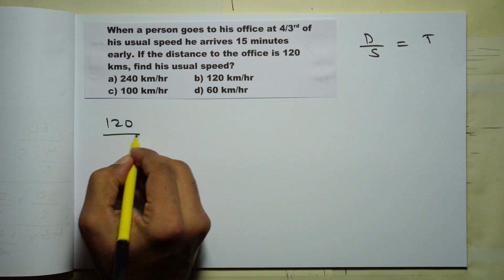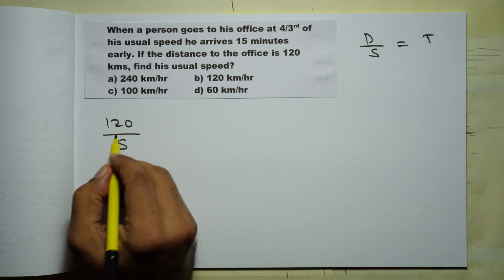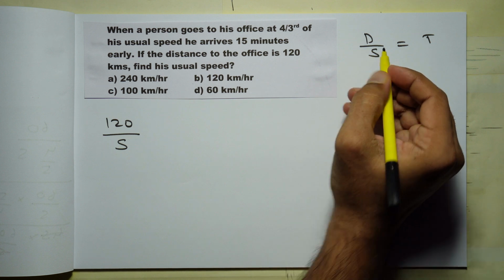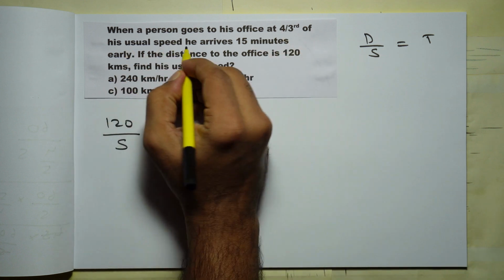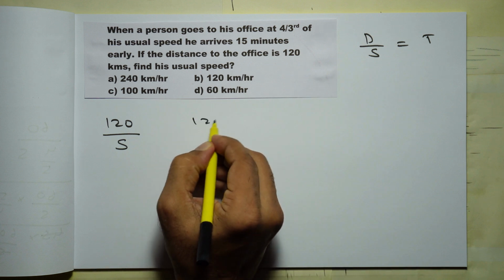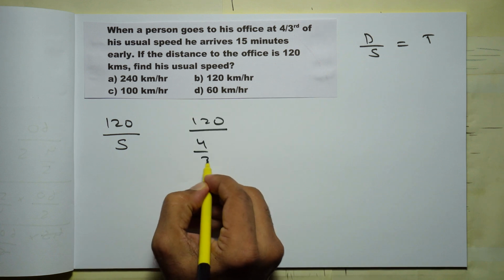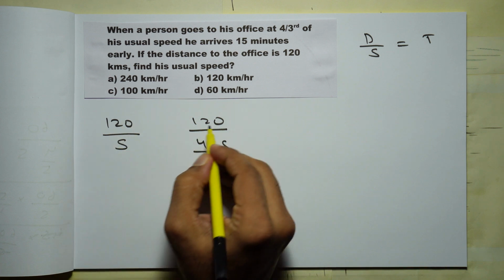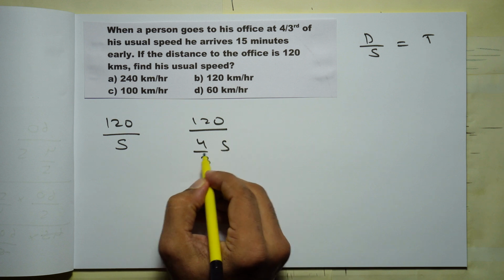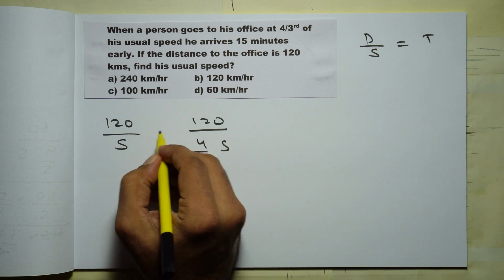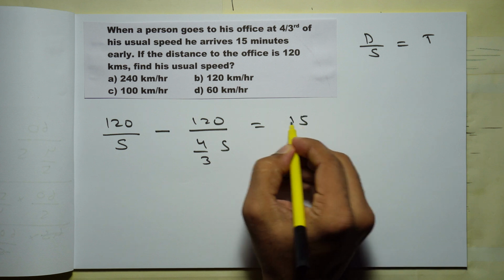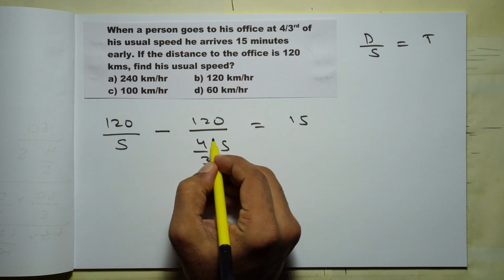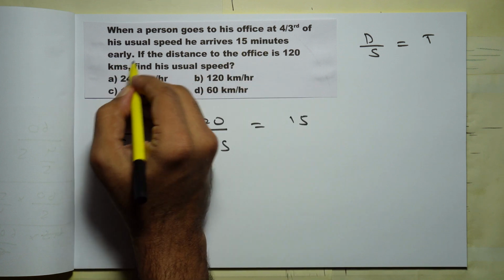So distance by regular speed s. This is the time required when he travels at his regular speed s. Next we'll find out the time required when he is traveling at 4/3 of his usual speed. Distance is 120 kilometers. Speed is 4/3 s. So this is the time required while traveling at the regular speed s, and this is the time required while traveling at 4/3 of his usual speed. And that difference in time is given as 15 minutes. That is, when he is traveling at 4/3 of his usual speed, he arrives 15 minutes early.